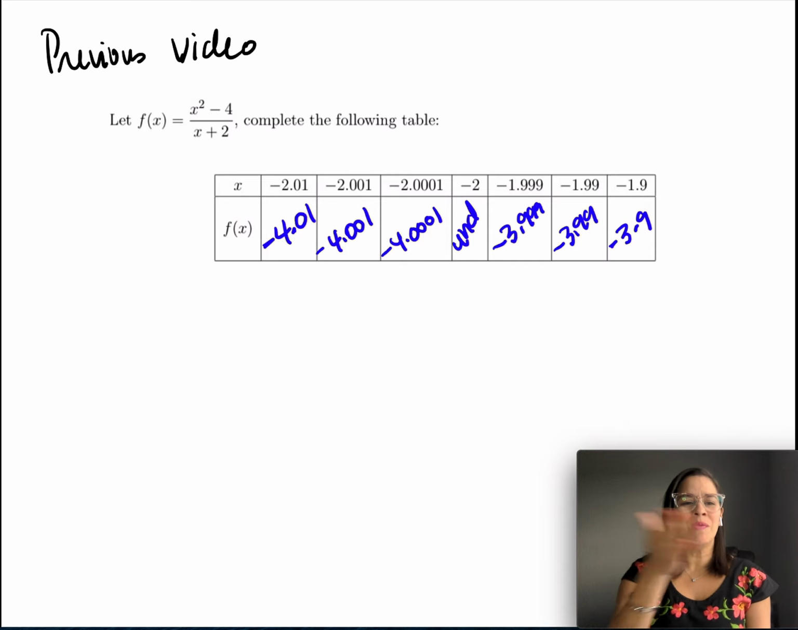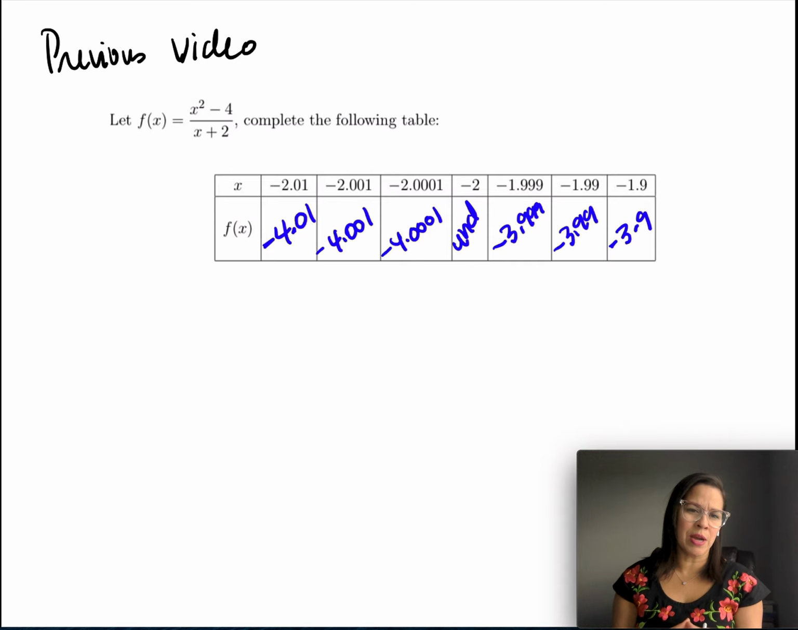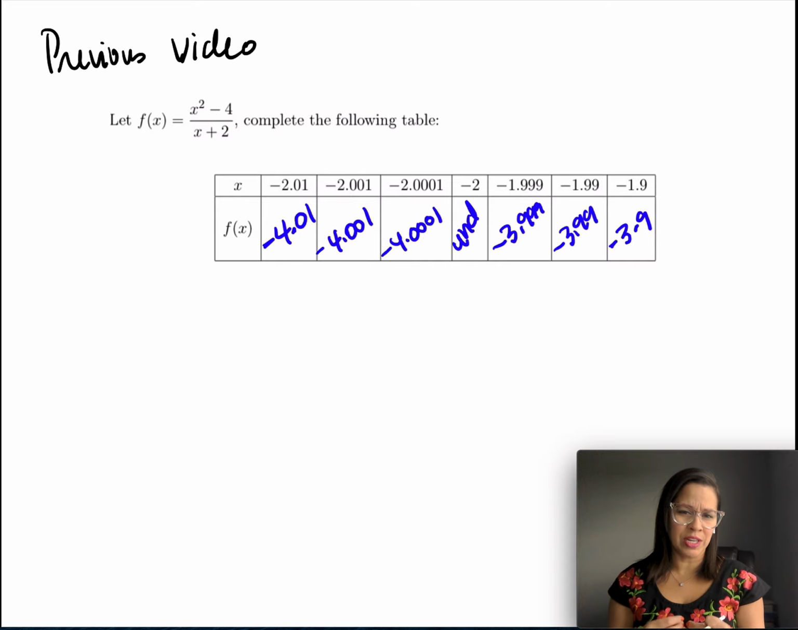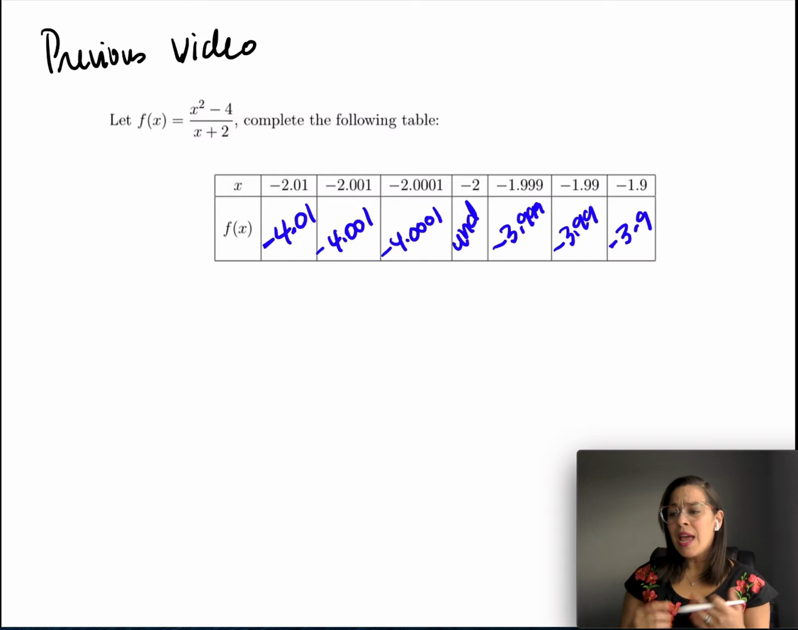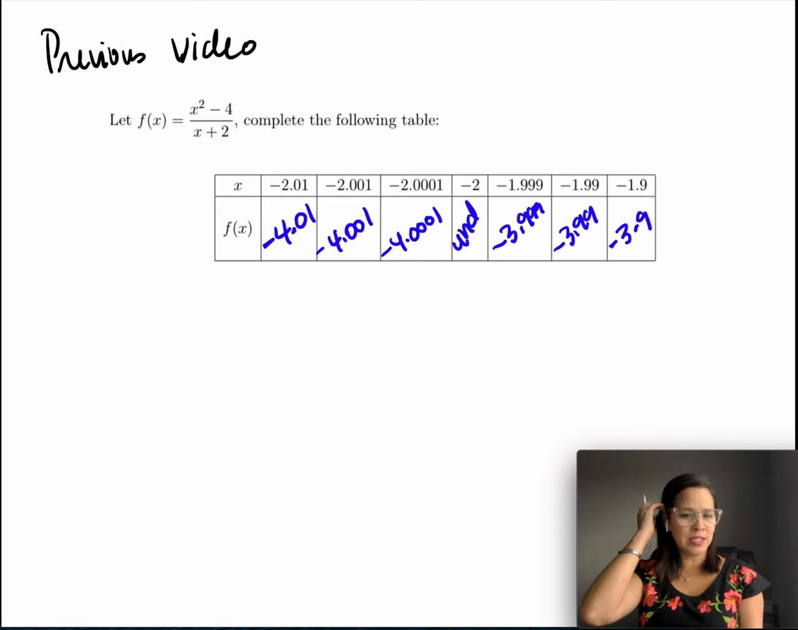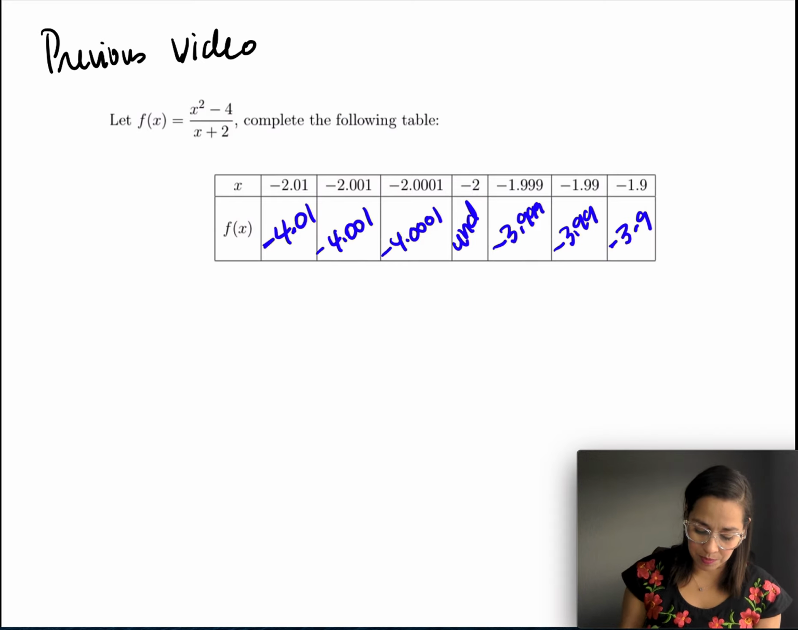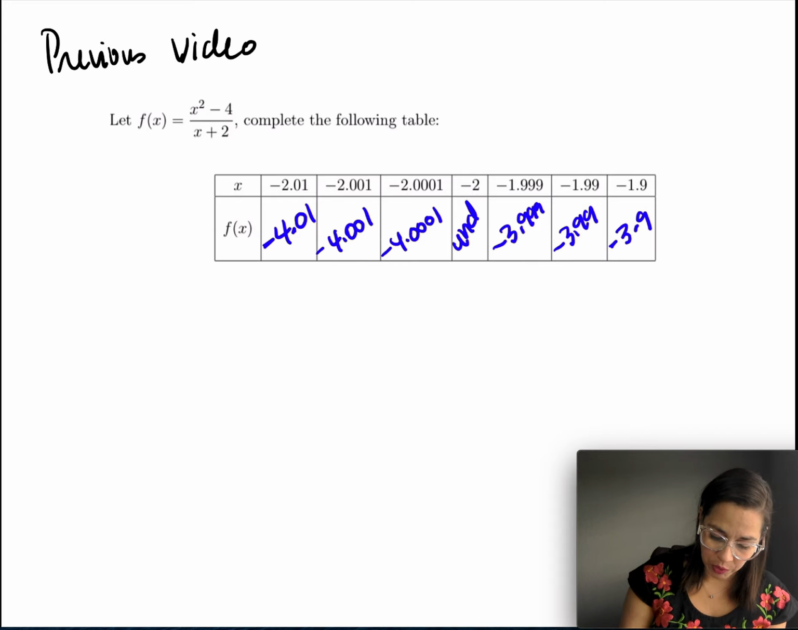So in one of my previous videos, we saw that even though the function x squared minus 4 over x plus 2 is not defined at x equals negative 2, as the value of x gets really close to negative 2, the function has a value. It approaches negative 4, okay? And this is actually the idea of the limit of a function, okay? So let me just show you something real quick.